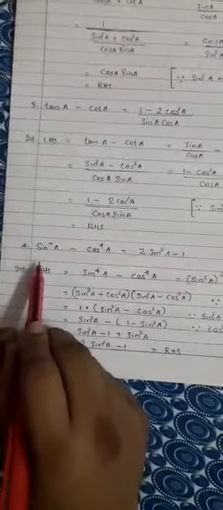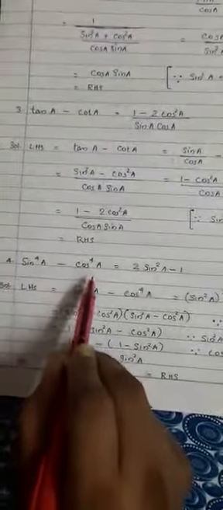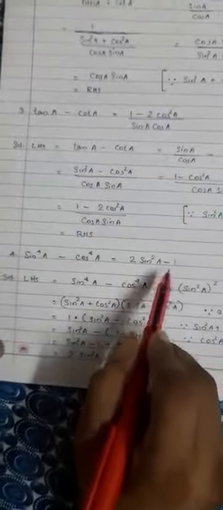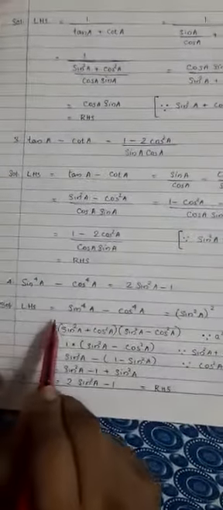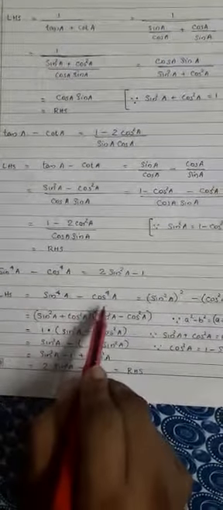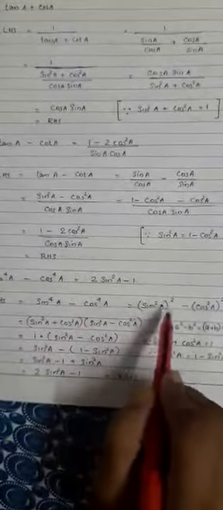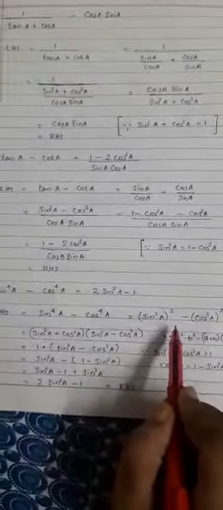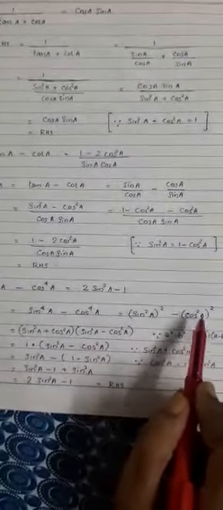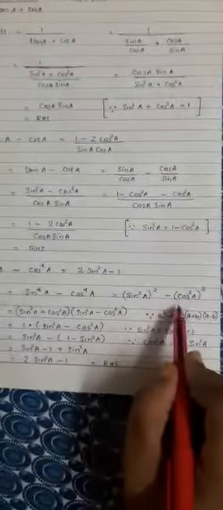Next question. Sin raised to 4A minus cos raised to 4A equal to 2 sin square A minus 1. LHS equal to sin raised to 4A minus cos raised to 4A. Sin raised to 4A you can write as sin square A the whole square. Likewise cos raised to 4A you can write cos square A the whole square. So this becomes sin square A the whole square minus cos square A the whole square.